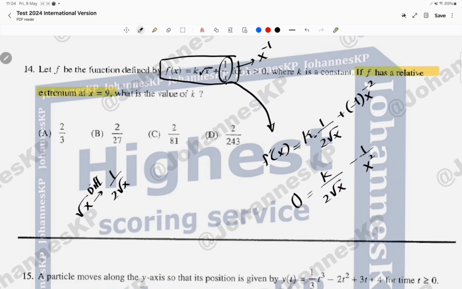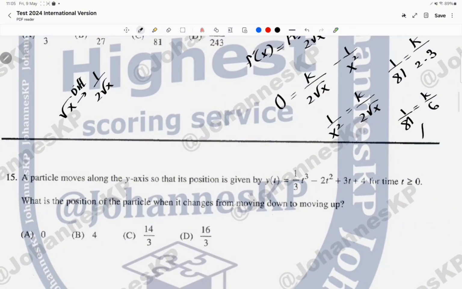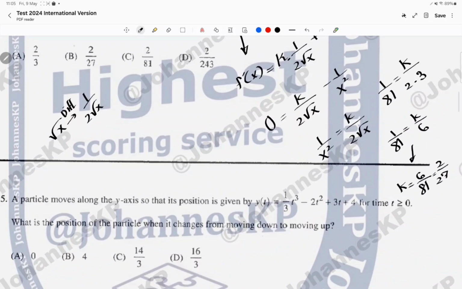And now what? Switch this guy to the left side. I think it's better. So we can equalize things. k over 2 root x. Okay, plug in the x of 9. So 1 over 81 equals k over 2 times the root of 9, which is 3. 1 over 81 equals k over 6. So k is equal to 6 over 81. And I think if we simplify by dividing by 3, we'll get 2 over 27, right? Which is B.